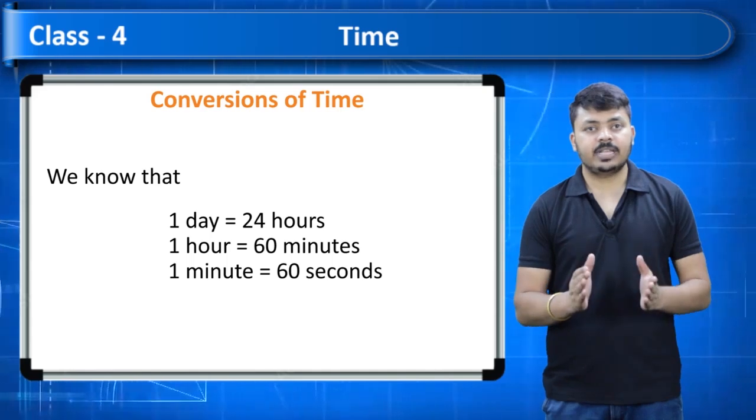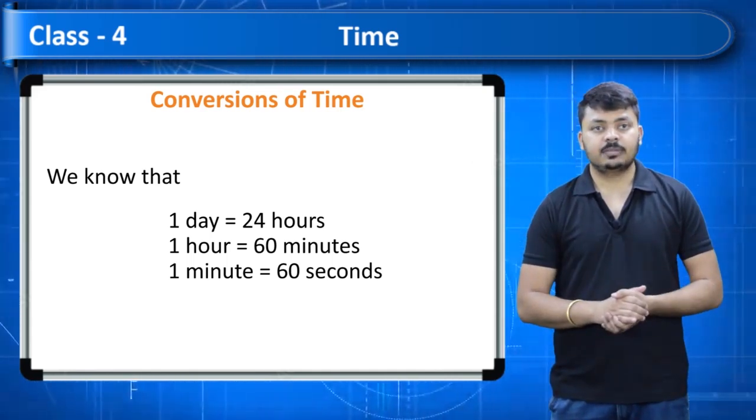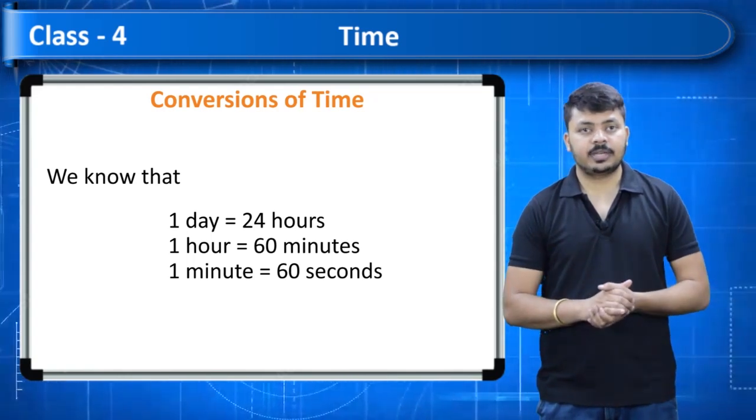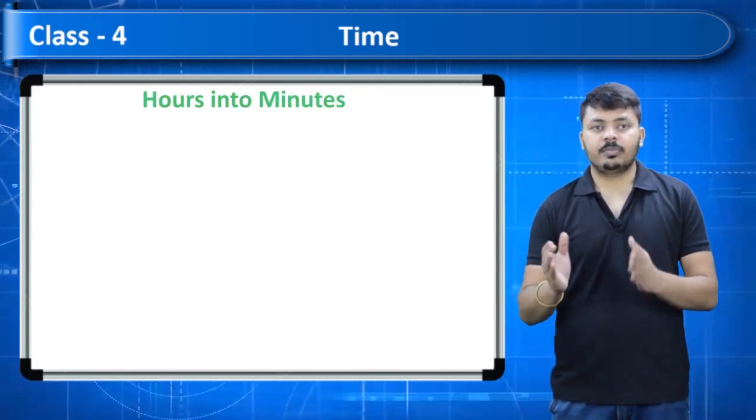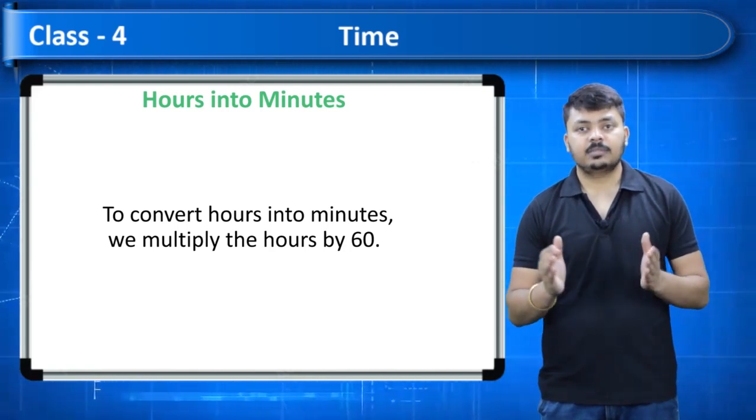Conversion of time. We know that 1 day is equal to 24 hours, 1 hour is equal to 60 minutes, 1 minute is equal to 60 seconds. Hours into minutes. To convert hours into minutes, we multiply the hours by 60.